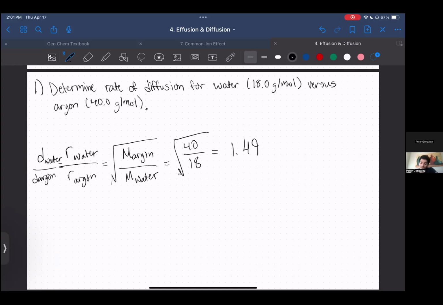Diffusion really doesn't come up all that often. It's very rarely ever taught. It's not that interesting really, but in case it ever, for whatever reason, appears in your syllabus or in your class, hopefully this gives you some context for how to think about diffusion and effusion.